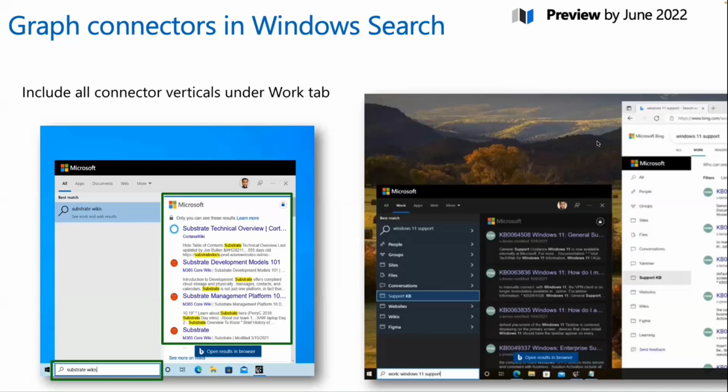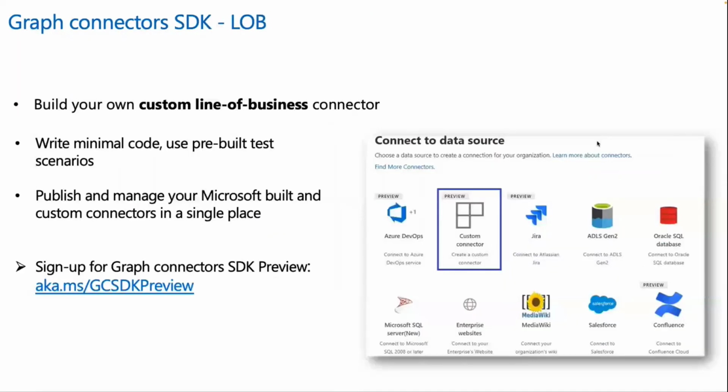In addition, as I mentioned, you can build your own custom connector, and we already have Graph APIs available today. We are also building an SDK, and this SDK is in preview mode. If you want to sign up, you can try it out and build your own connector.